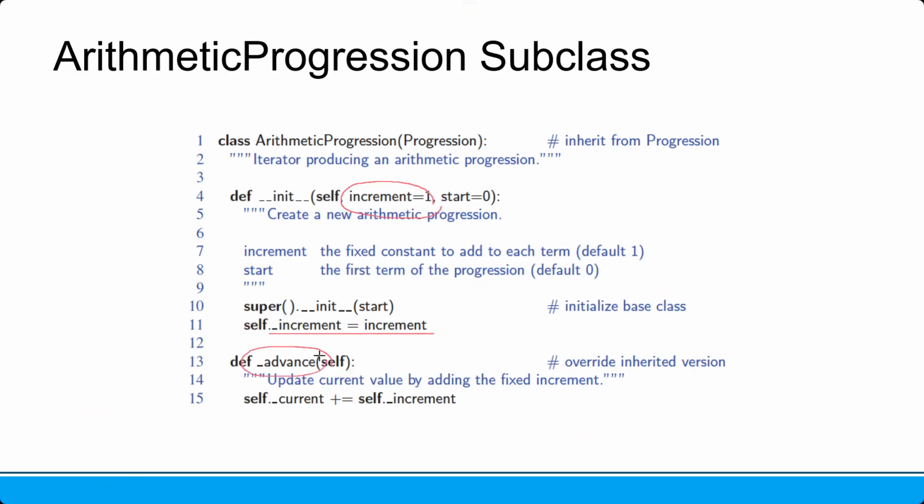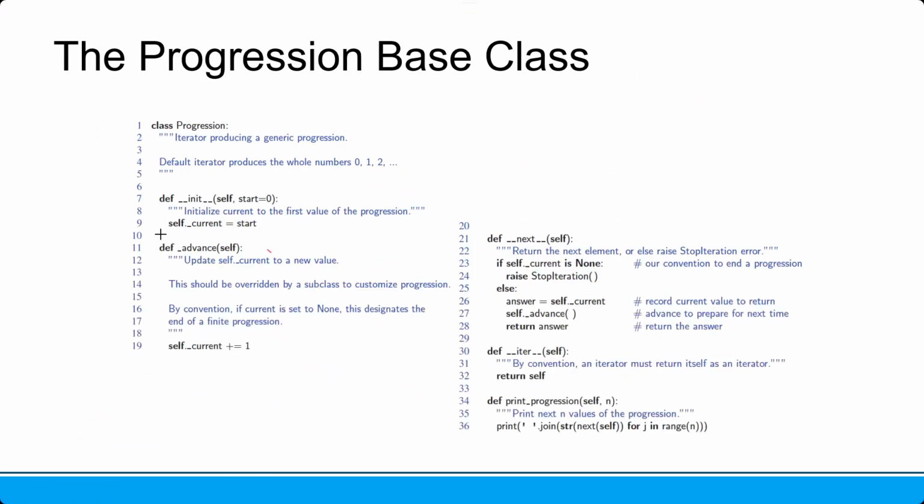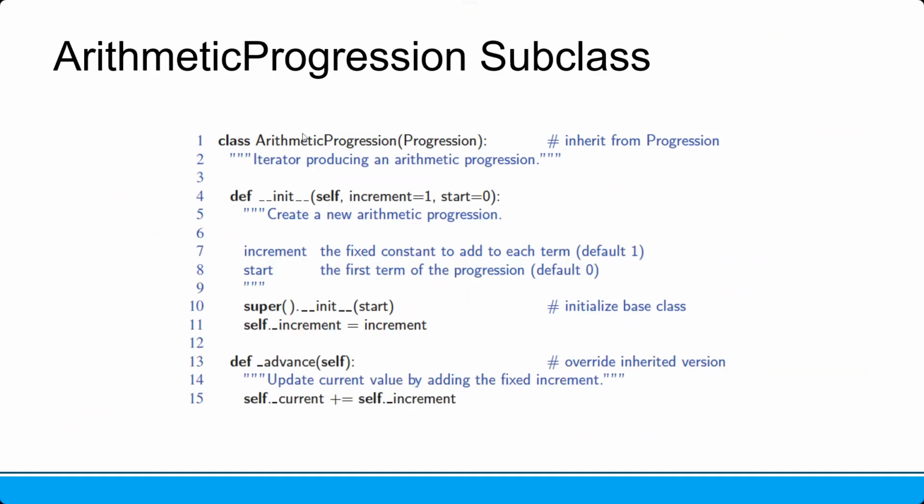Advance, we go to the next number. The next number will be the current plus the increment. So we call this overriding the inherited function, because in the superclass, the advance is based on plus 1. But in the arithmetic progression, it will be based on the value that you define. If the increment is 1, then it will be added by 1. If you put 2, then it will be added by 2. If you put 3, it will be added by 3.